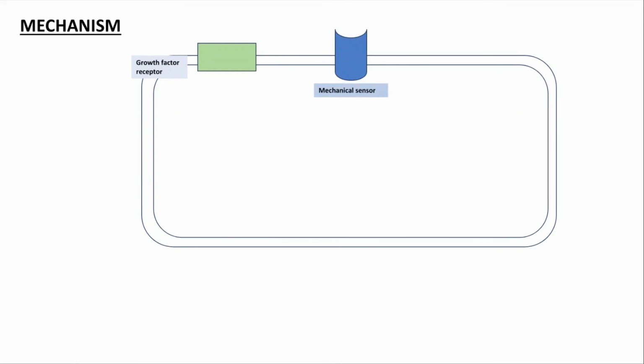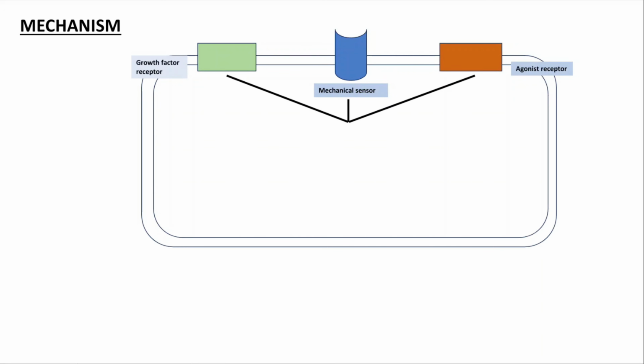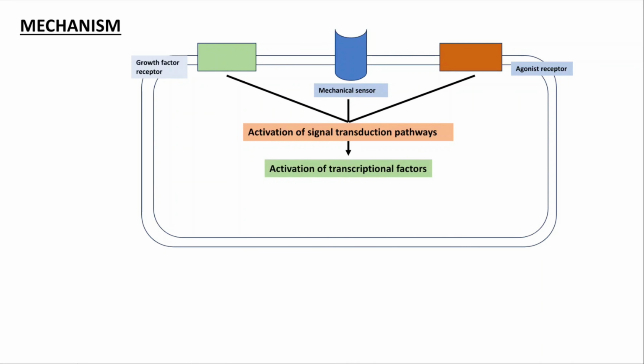Now let's see how hypertrophy is caused. On the cell surface, there are three receptors which are mainly involved in hypertrophy. They are growth factor receptor, mechanical sensors, and agonist receptors. Activation of these three receptors causes activation of signal transduction pathways, which in turn cause activation of transcriptional factors.